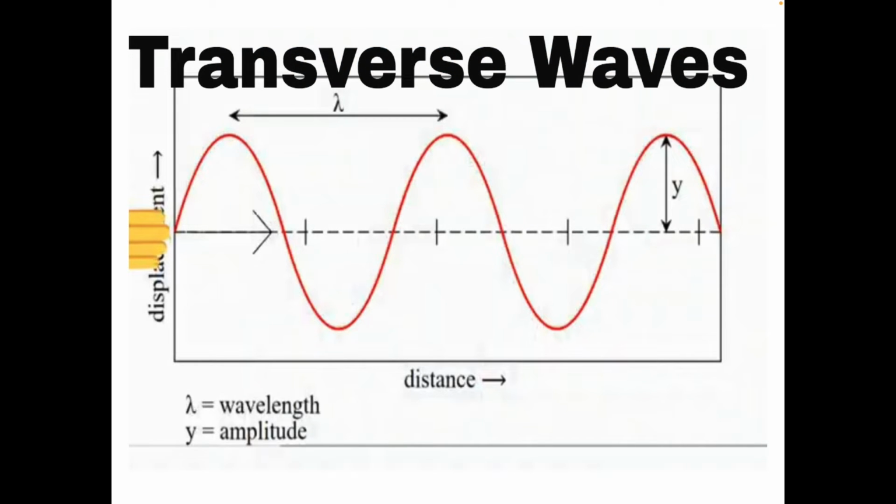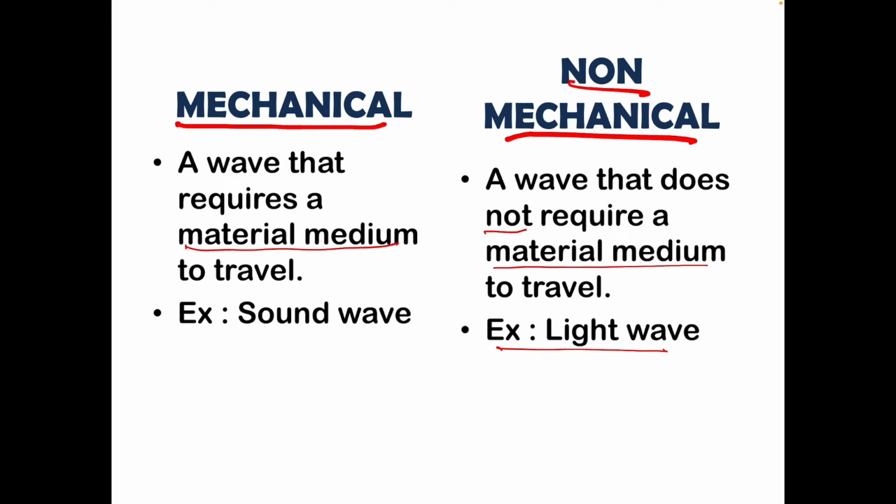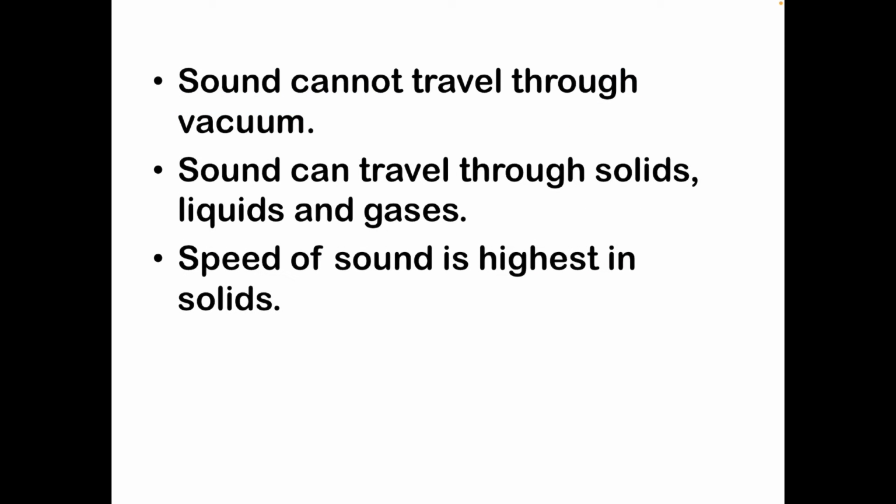Based on how the wave travels, waves are classified as mechanical waves and non-mechanical waves. A mechanical wave is a wave that requires a material medium to travel. For example, a sound wave. A non-mechanical wave is a wave that does not require any material medium to travel. For example, a light wave. That's why light can travel through vacuum, so that only sunlight travels through outer space and reaches us. Sound cannot travel through vacuum as it is a mechanical wave.